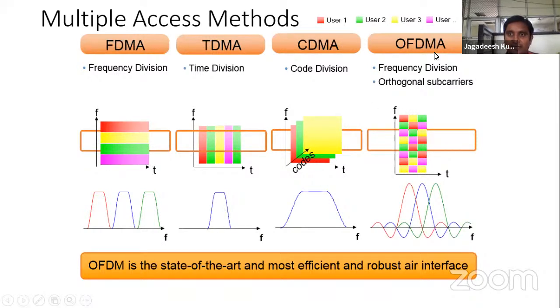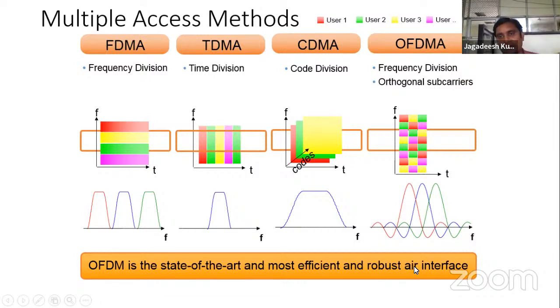So this is OFDMA, orthogonal frequency division multiple access, where many subcarriers will be there, and each and every subcarrier will be orthogonal to the others. So which will reduce our guard band and interference also. So OFDM is the state of the art and most efficient and robust air interface.